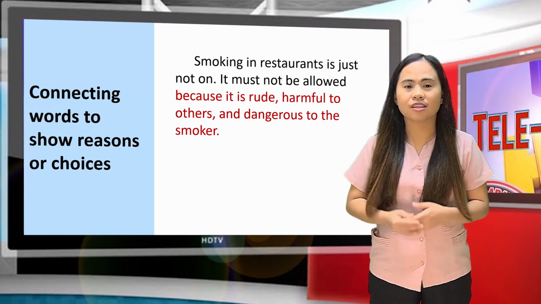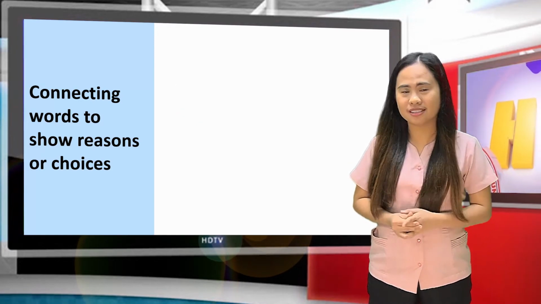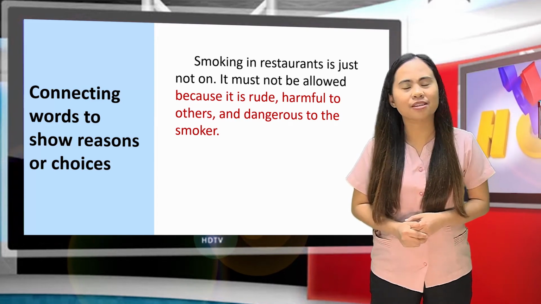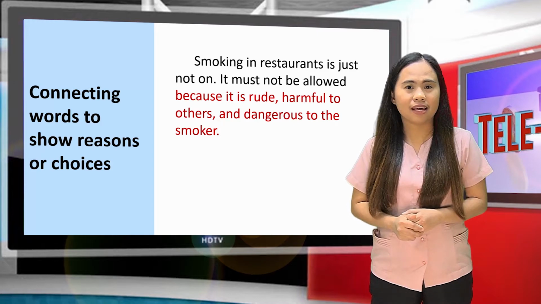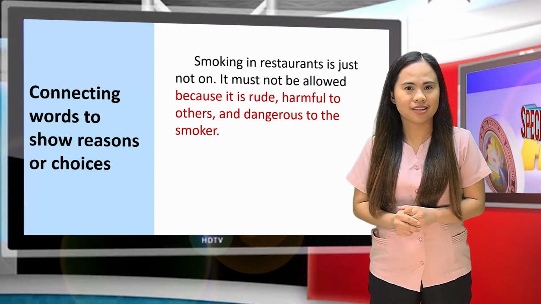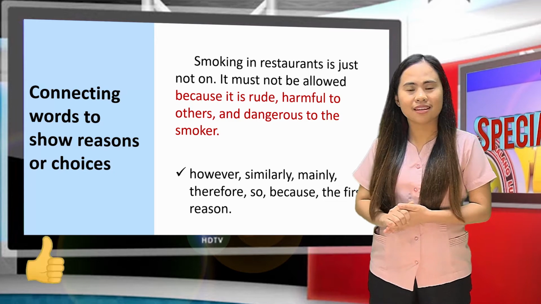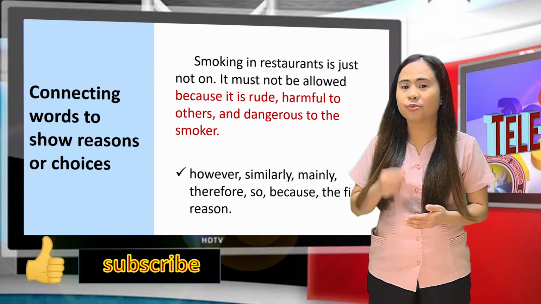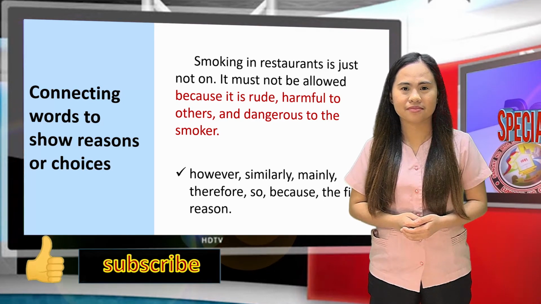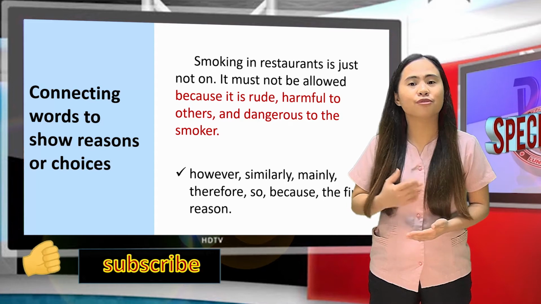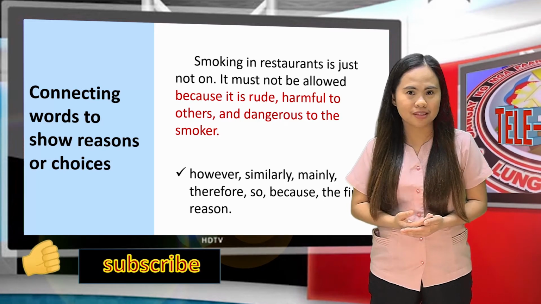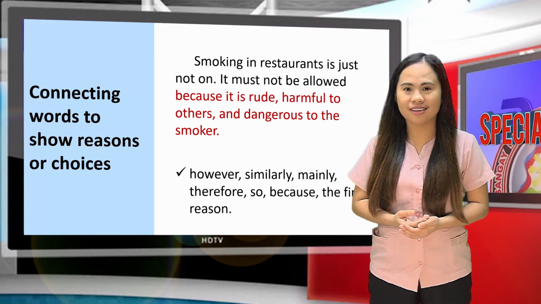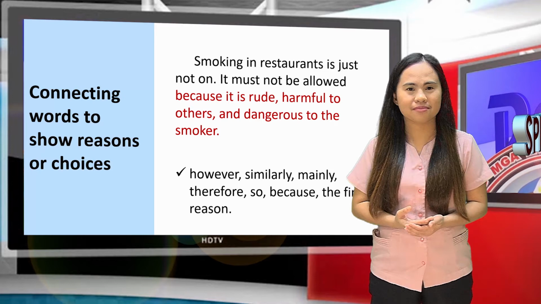Conjunctions can be used, one, to connect words to show reasons or choices. For example, smoking in restaurants is just not on. It must not be allowed because it is rude, harmful to others, and dangerous to the smoker. In this sentence, the conjunction because is used to show reason in this argument. Other conjunctions you may use for this purpose are however, similarly, mainly, therefore, so, because, the first reason, among others.